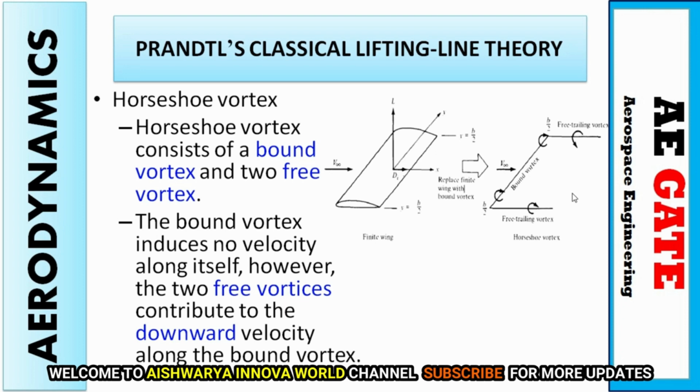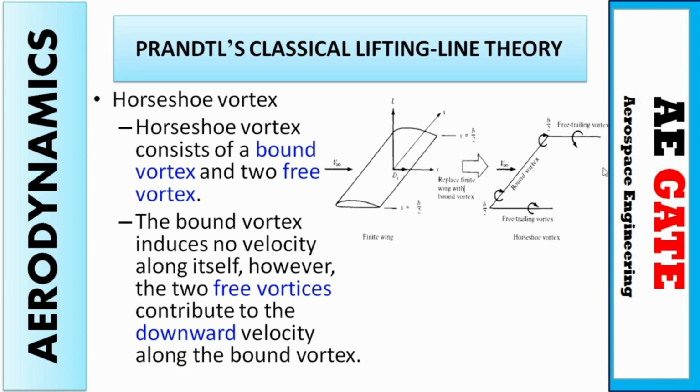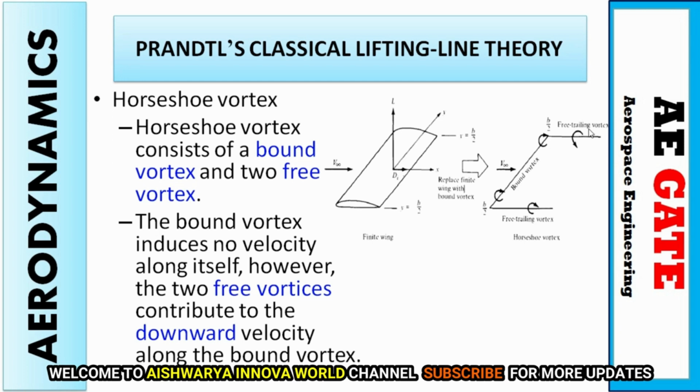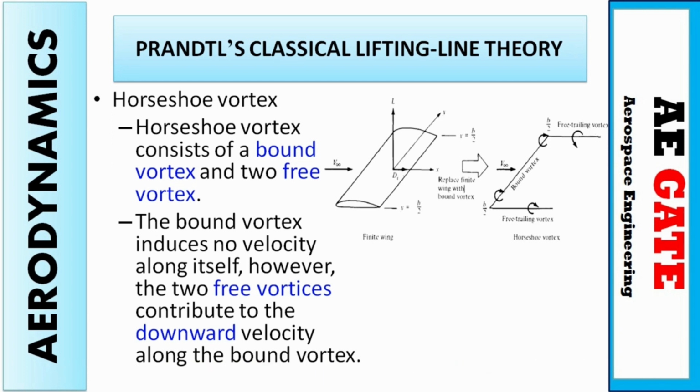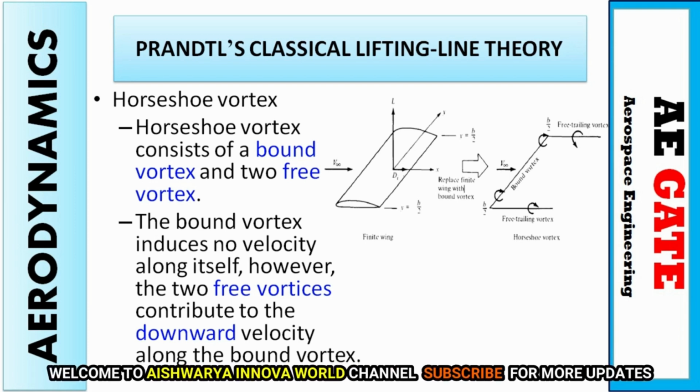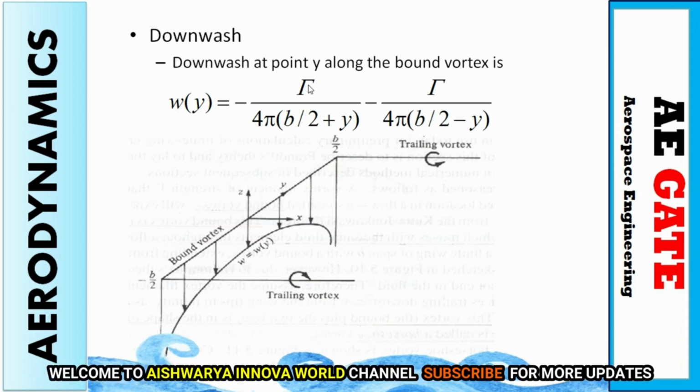Along the chord we will have a free trailing vortex from both sides, because below we have a high pressure which is moving to a low pressure, so it is moving in a clockwise direction. Whereas on the other side we have a high pressure and upward we have a low pressure, so this is in an anti-clockwise direction. Now the bound vortex induces no velocity along itself. However, the two free vortices contribute a downward velocity along the bound vortex. On the y-axis, we get this form.